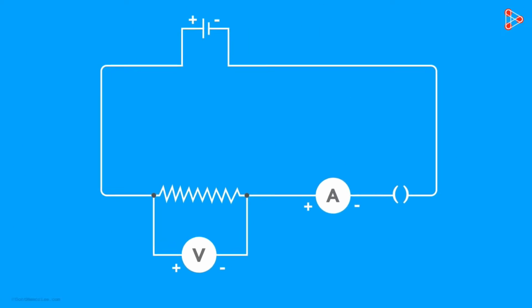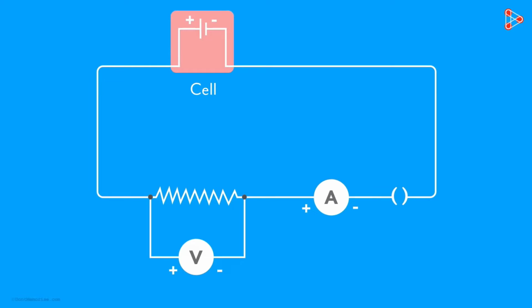First, we form a circuit like this which has just one cell as the source. This is the nichrome wire, which is the resistance also. This is the ammeter, which is in series. This is the voltmeter, which is connected in parallel. And this is the plug key.